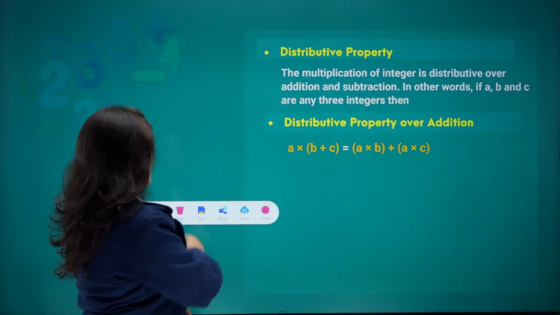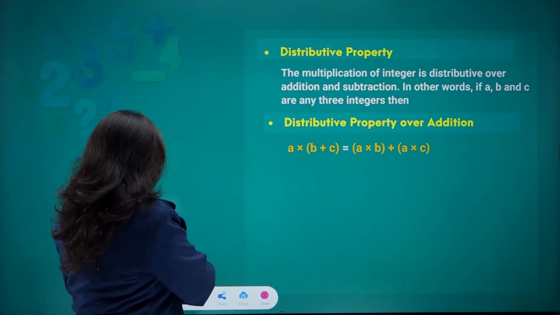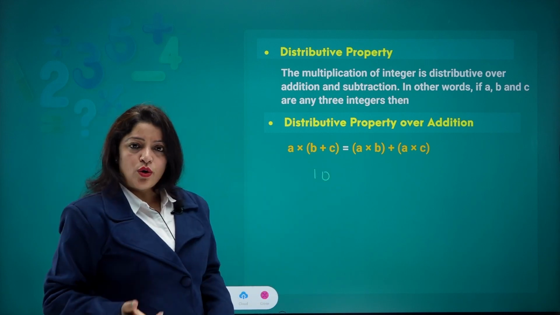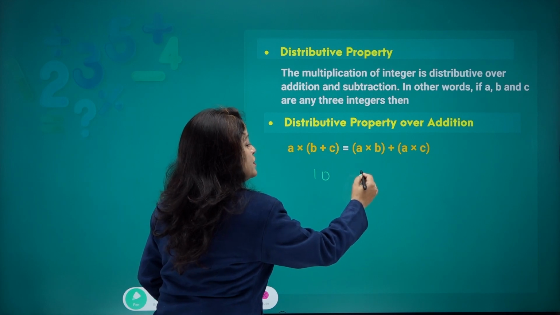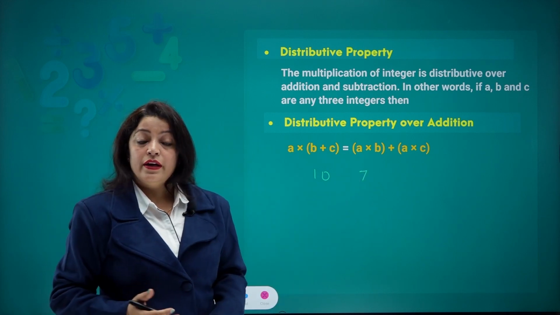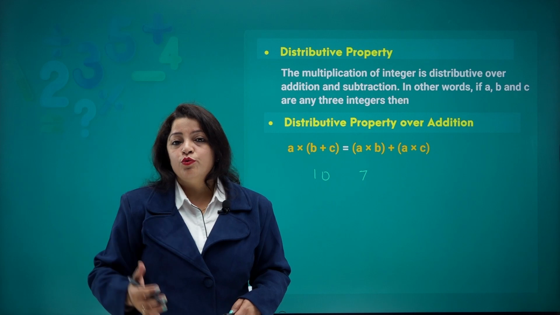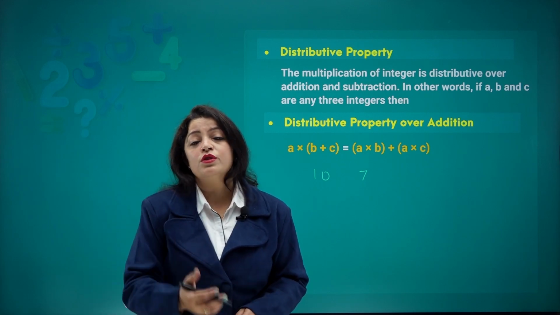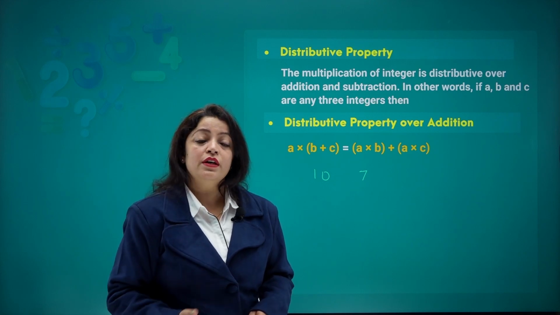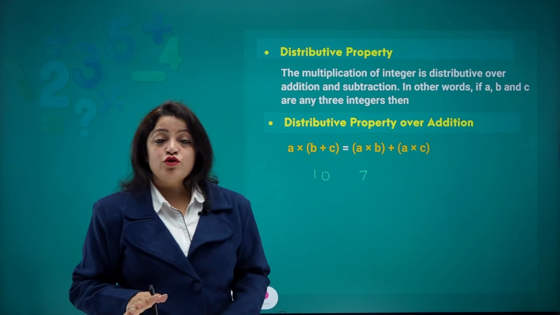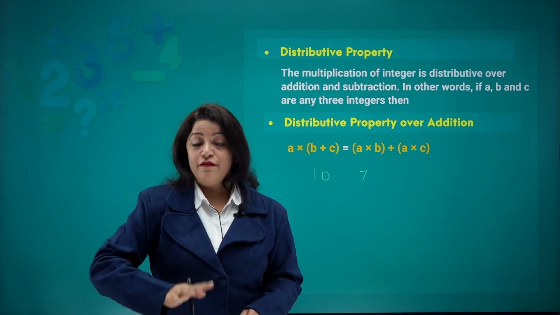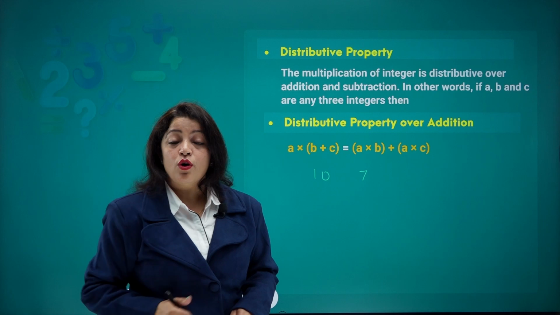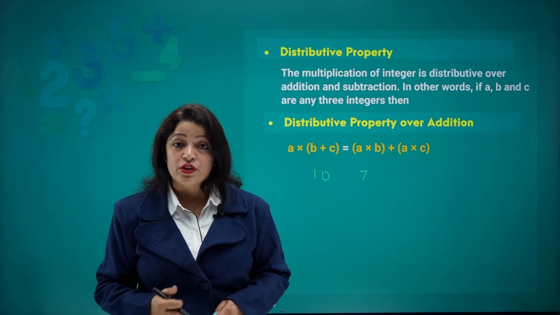Then what happens? Suppose one chocolate costs rupees 10 and another chocolate costs rupees 7. Now suppose that you want 5 such chocolates. So what do you do? You go to the shop, and then what do you say? I want 5 chocolates of rupees 10 and 5 chocolates of rupees 7. So what will be the cost of the total chocolates that you have purchased?